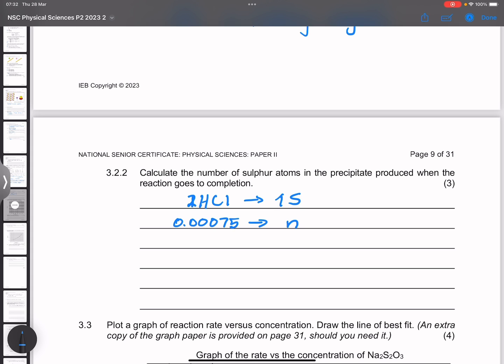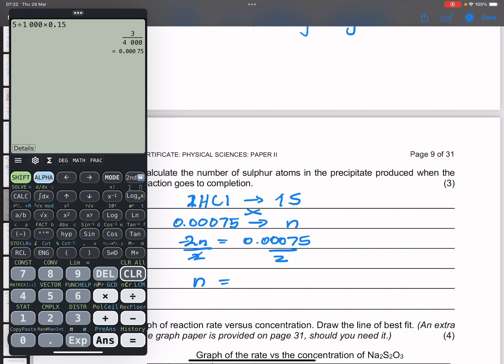Okay, so if you cross multiply there, you'll have 2n is equal to 0.00075, and if you divide by 2, that will give you the number of moles. Now of course you could have just seen this by simply saying that the amount of moles of sulfur were half the amount of hydrochloric acid, right? So 0.00075, and I'll divide that by 2, I get 0.000375. Okay, they said not to round off.